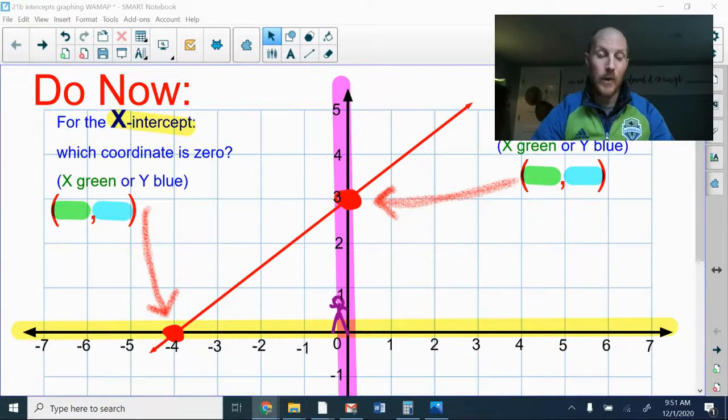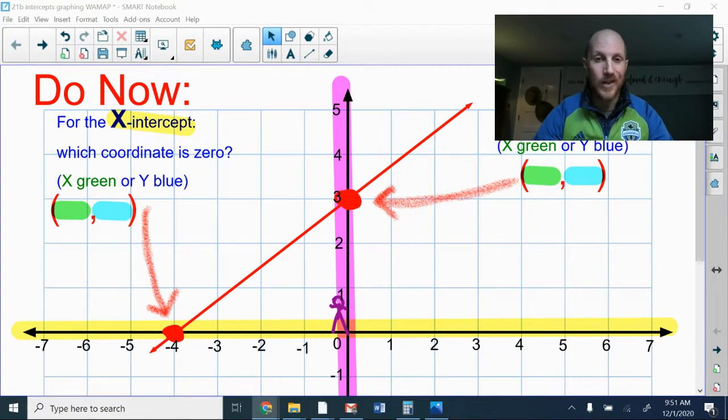Hey, there's a graph here. We got a couple of do now questions. So for the red line, which has been graphed, there is an x-intercept indicated, and a y-intercept, which has been indicated there. Which coordinate is the zero?